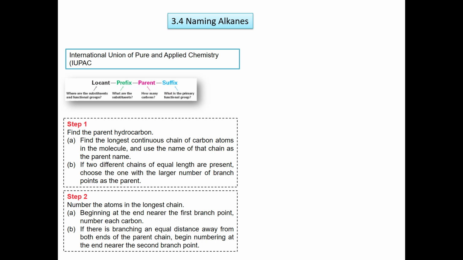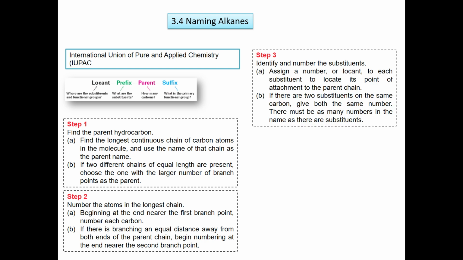Step 2, we number the atoms in the longest chain, beginning at the end nearer to the first branch point, numbering each carbon. If there is branching an equal distance away from both ends of the parent chain, begin numbering at the end nearer to the second branch point.